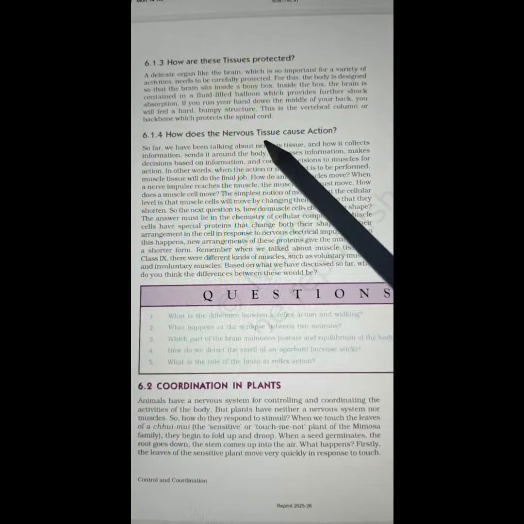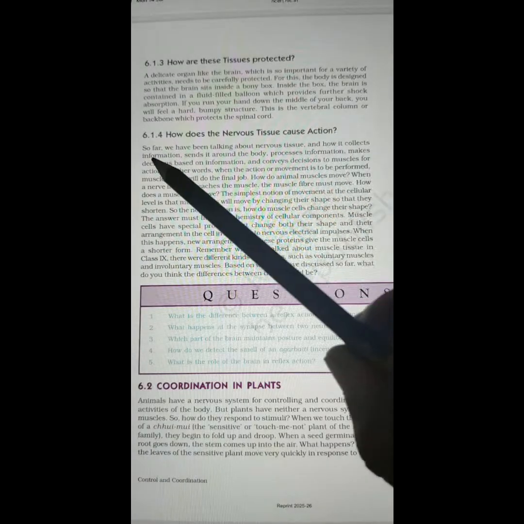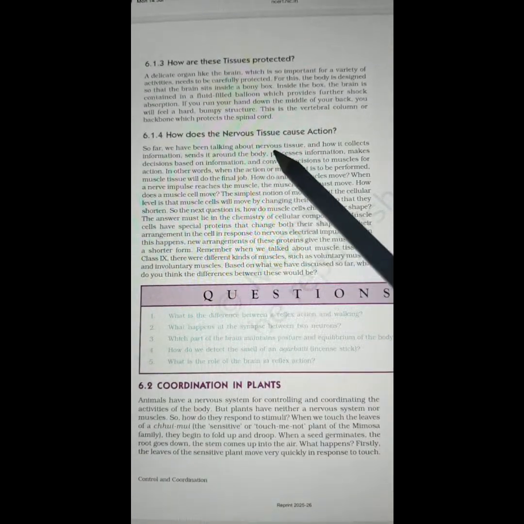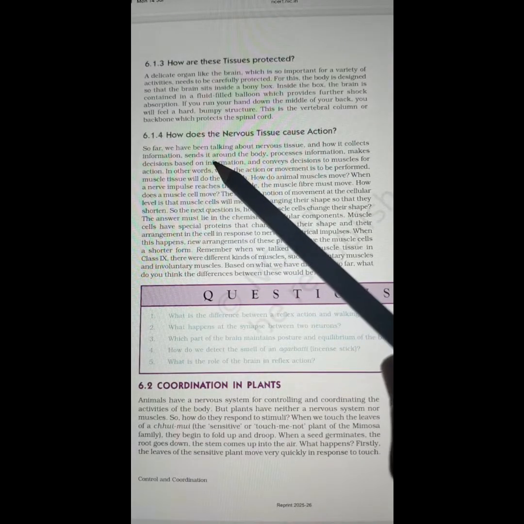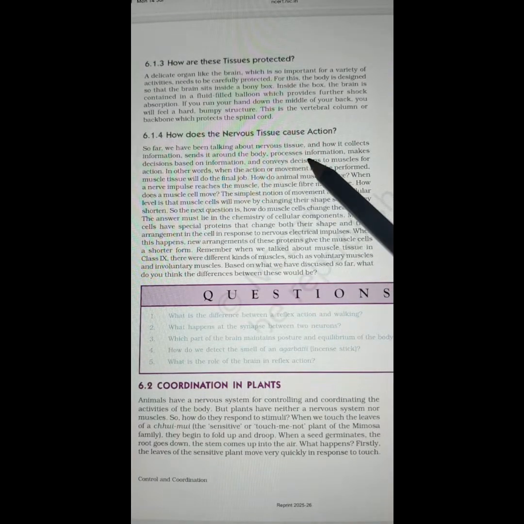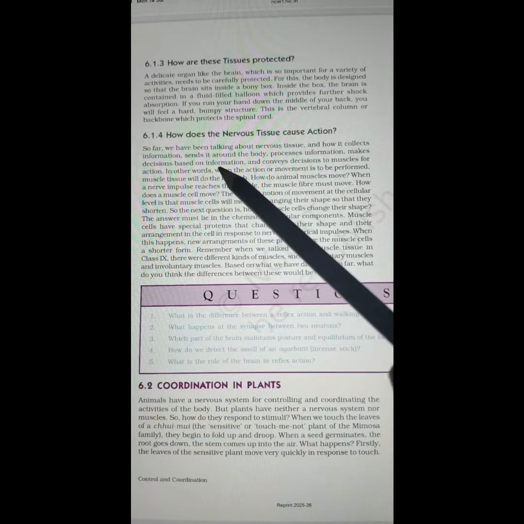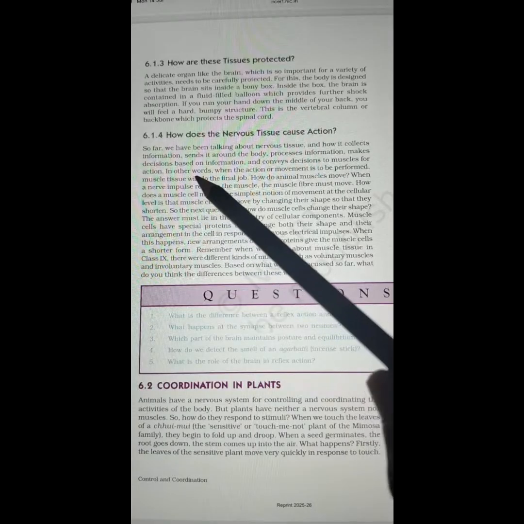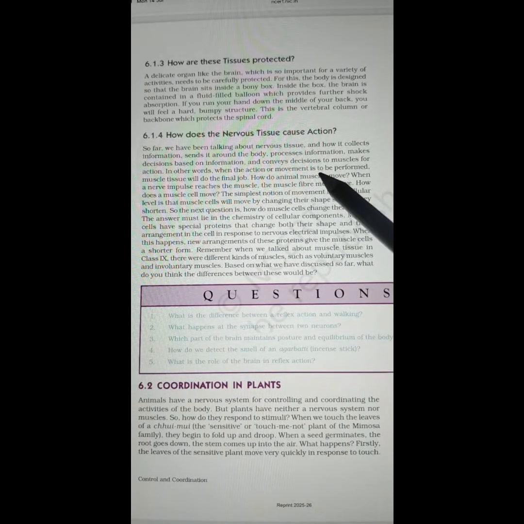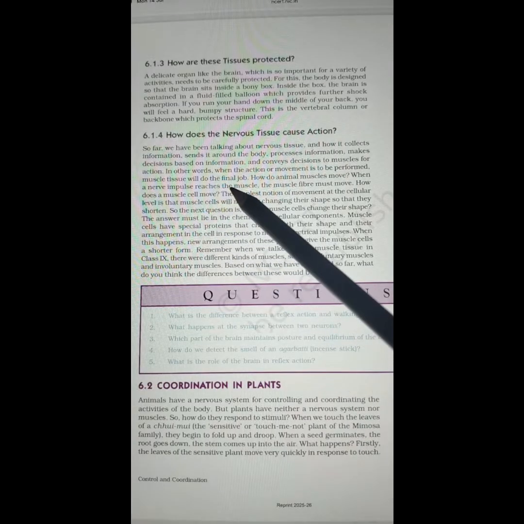6.1.4, How does the nervous tissue cause action? So far, we have been talking about nervous tissue and how it collects information, sends it around the body, processes information, makes decisions based on information, and conveys decisions to muscles for action. In other words, when the action or movement is to be performed, muscle tissue will do the final job.